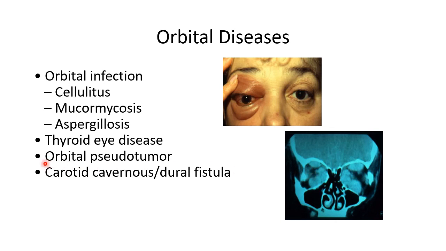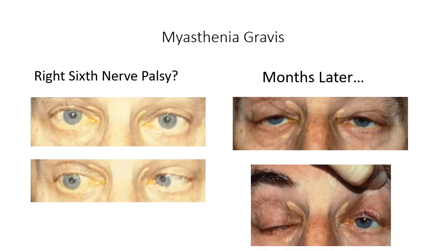Orbital pseudotumor is an inflammatory condition which is highlighted by double vision and pain, and the carotid cavernous dural fistula can also cause unilateral or bilateral ophthalmoplegia and pain, and patients may also have a history of a bruit on auscultation of the eye. So it's always important to consider myasthenia gravis in a patient with a pattern of ophthalmoparesis that may or may not fit in with a particular cranial nerve palsy.